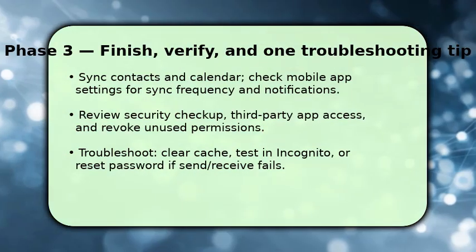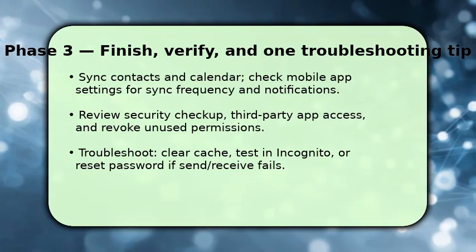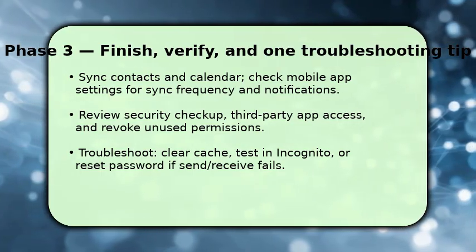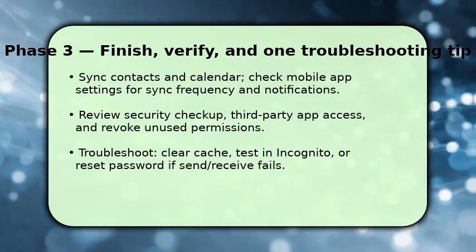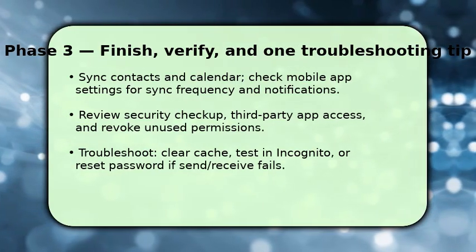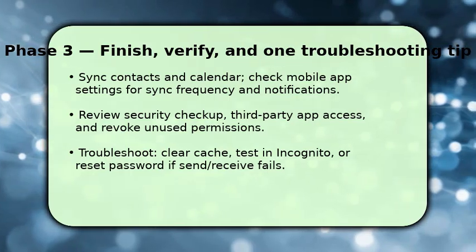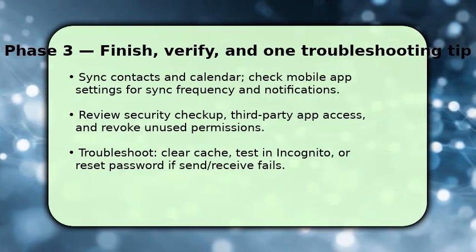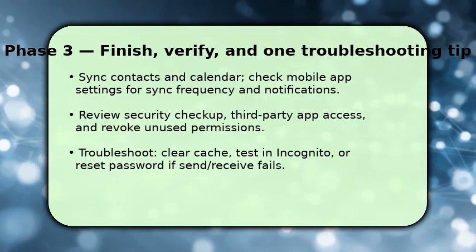Finish by syncing contacts and your calendar so events and addresses appear across devices. Adjust mobile sync frequency and notification settings to balance battery and updates. Then run a security checkup. Review third-party access and revoke anything unnecessary, plus update recovery options.